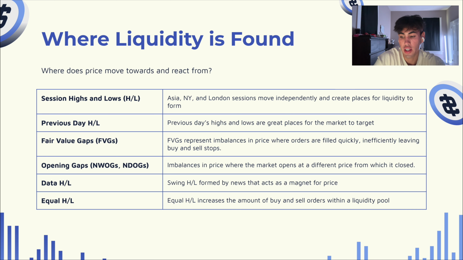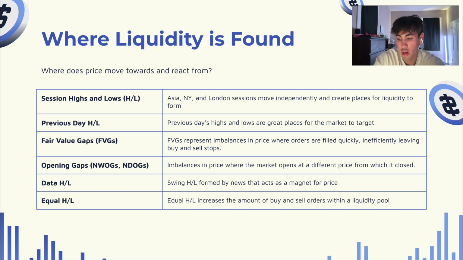Fair value gaps. I touched on this a little bit, but they represent imbalances in price where orders are filled way too quickly and it's very inefficient. This leaves a lot of buy and sell stops within that fair value gap left over, since price can't fill the entire thing. Well, it can fill the entire thing, but most times there will be some stops there, which is why price often rebalances into those gaps.